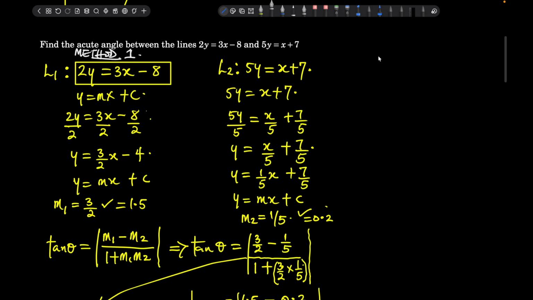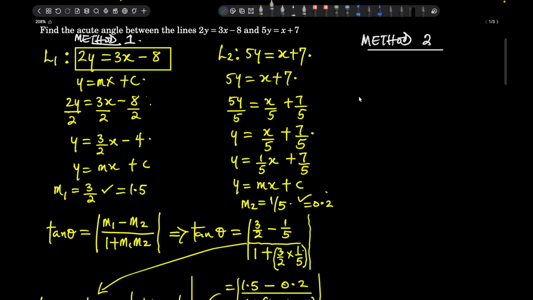So let me explain how to use the second method, method 2. Note that you are likely going to find the second method convenient to use, but I will personally encourage you to understand both methods. Now back to the explanation. For the second method, you still have to repeat the process of extracting your m1 and m2. That is certain. So from 2y is equal to 3x minus 8 and 5y is equal to x plus 7.